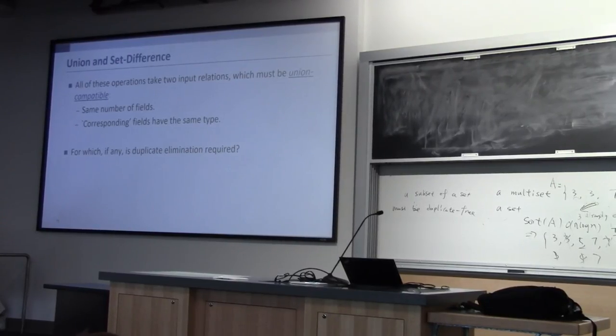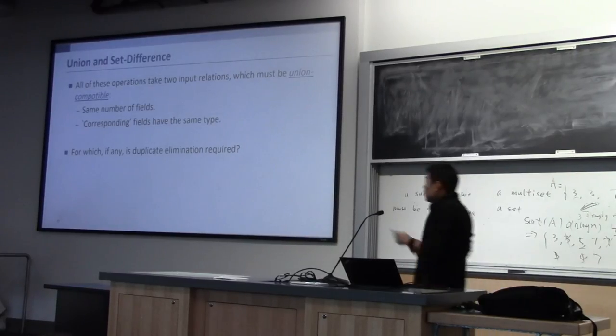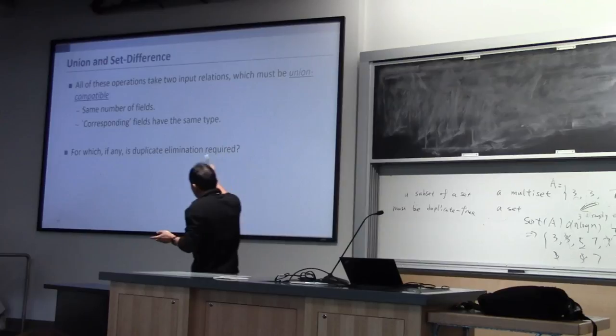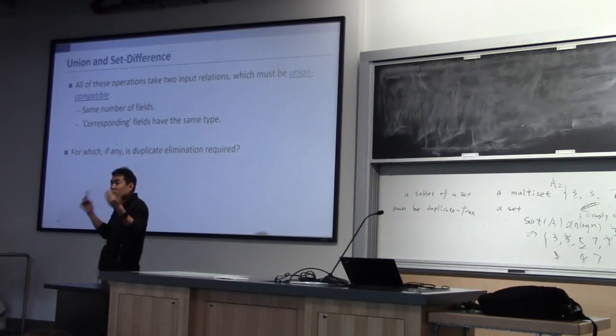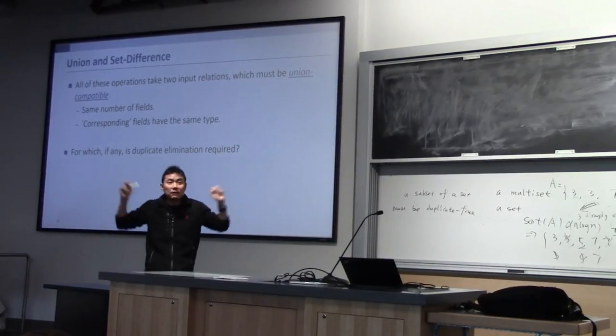That makes sense? So union compatible, intuitively speaking, means that the two relational instances you apply the union or set difference operator over must be of the same type. Rigorously speaking, in the context of the relational model, they must have the same schema in order for you to union or difference them. Same schema means same number of fields, and corresponding fields must have the same type. That's a formal definition of same schema.